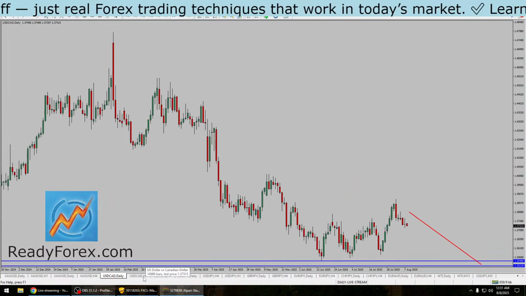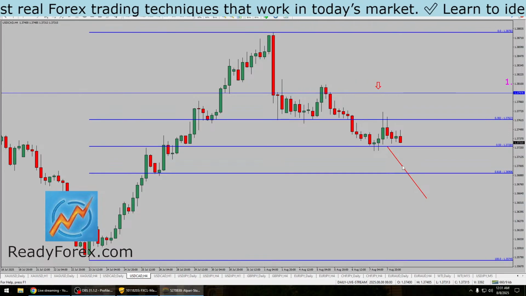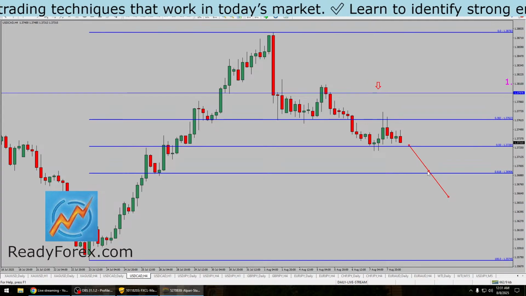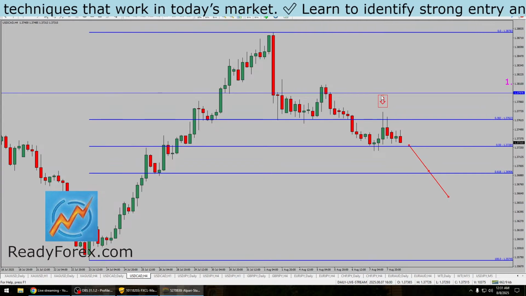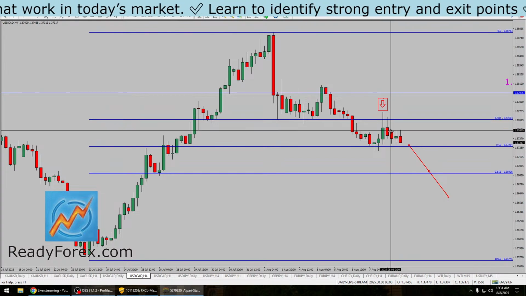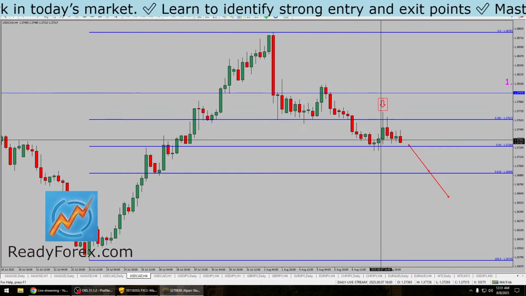Okay, next one is the USDCAD 4 hours. So USDCAD, and this is where we got the nice resistance, a spike over here. So the way I see, USDCAD is probably going to turn around.